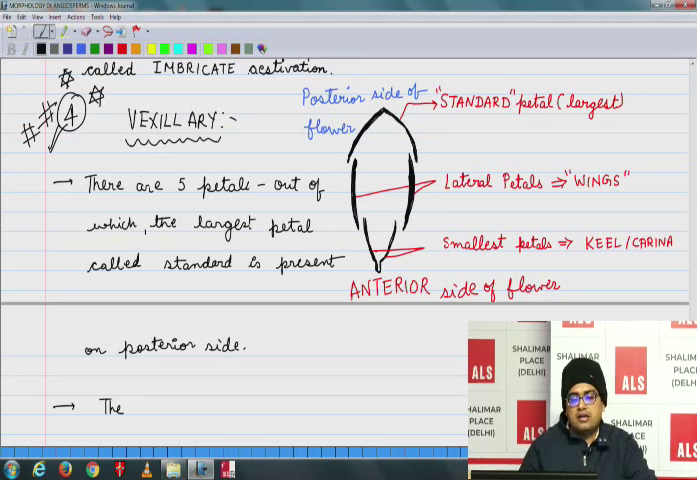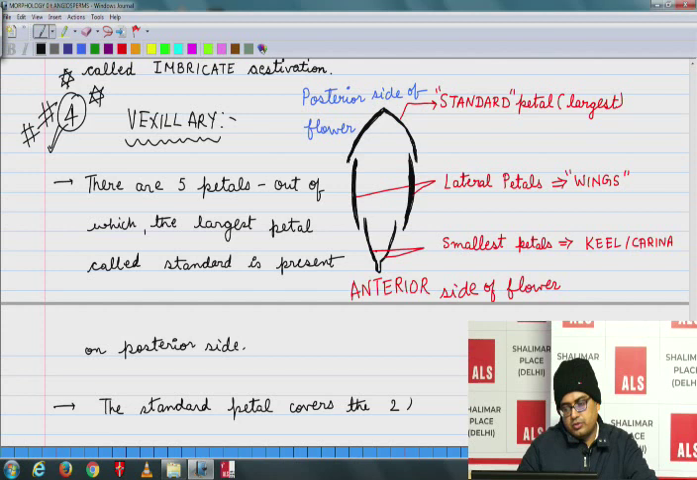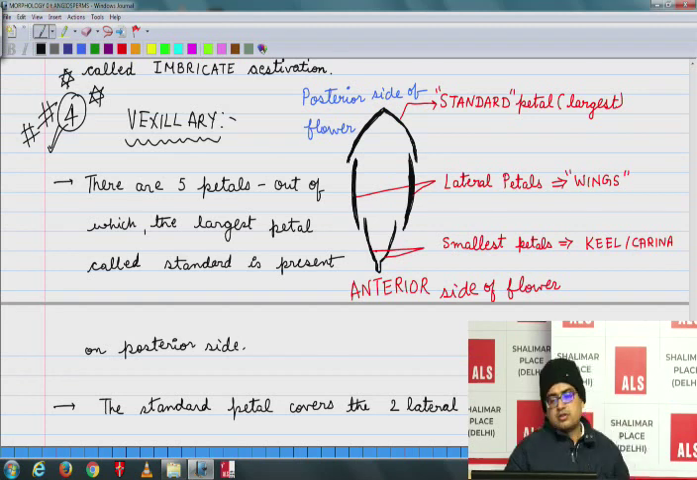The standard petal covers the 2 lateral petals called wings. And the smallest petals are the keel or carina, which are present on the anterior side.